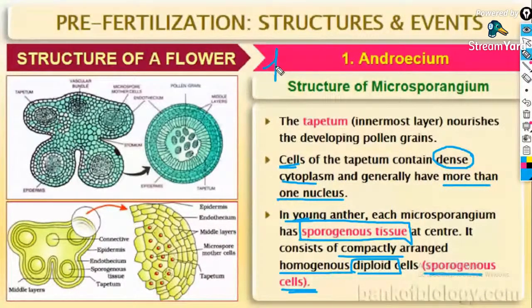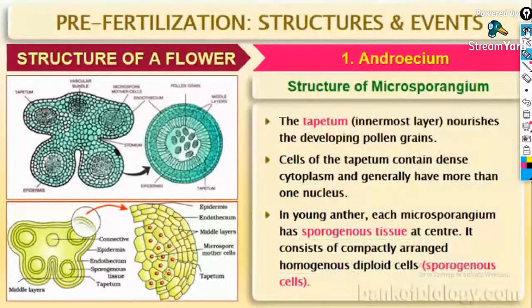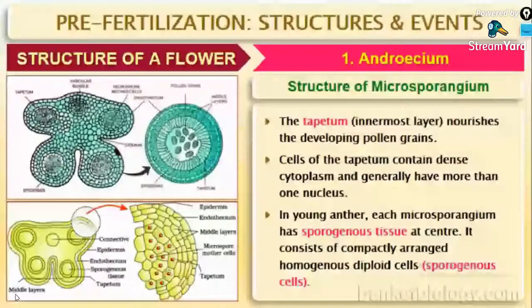Ploidy means you have to tell me whether it is 2n or n. That is diploid or it is haploid. So what is the ploidy of the sporogenous cell? It is a diploid cell. And what is the importance of tapetum? It helps in the protection and nourishment of the developing pollen grain.